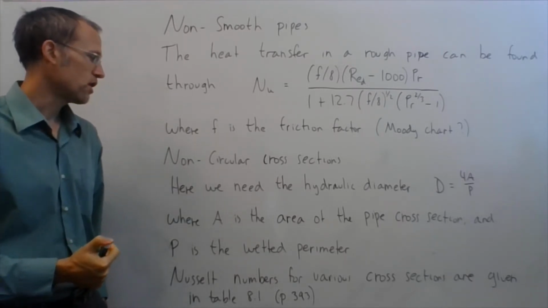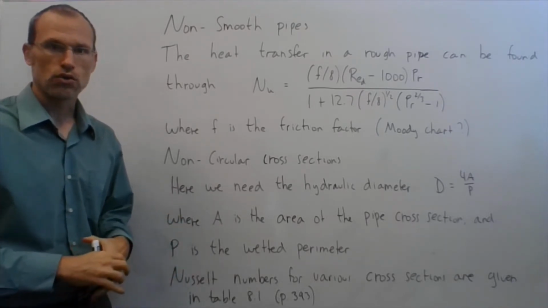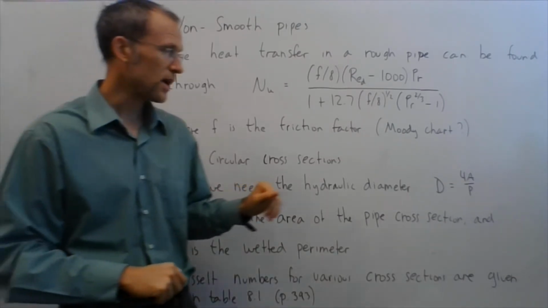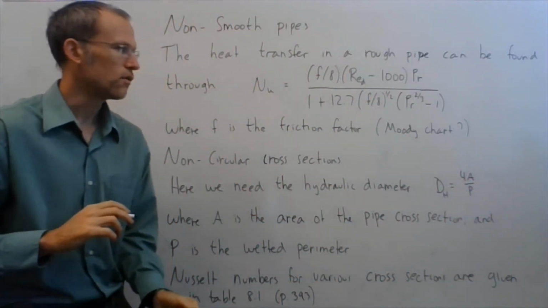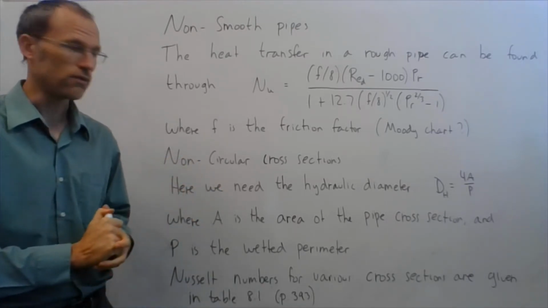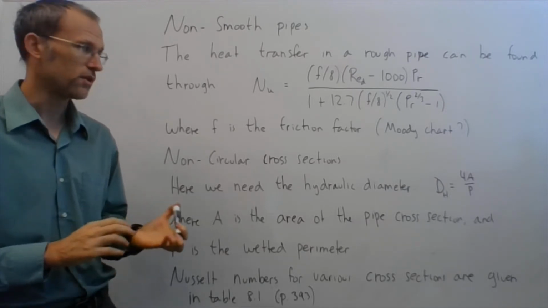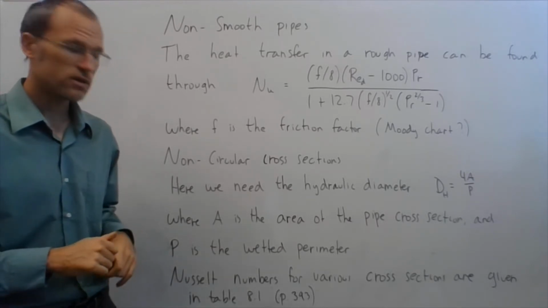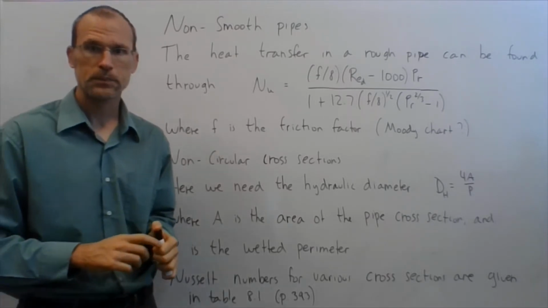The other one is if I have a non-circular cross-section, so instead of a circular pipe, I have a square duct, a rectangular duct, or some other shape. To do this, you need the hydraulic diameter. The hydraulic diameter D_H is 4A over P, so 4 times the cross-sectional area, the area of that square or rectangle, whatever it is, divided by the wetted perimeter, the perimeter in contact with the fluid. For the Nusselt numbers for those cases, various cross-sections, Table 8.1 on page 393 gives you equations.